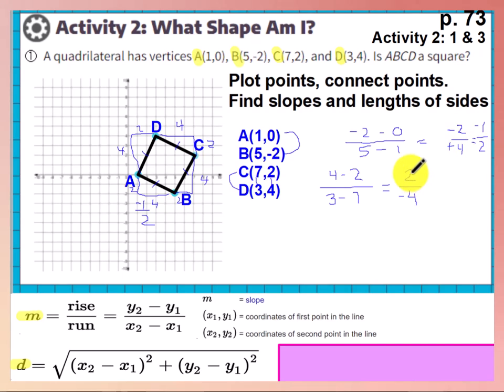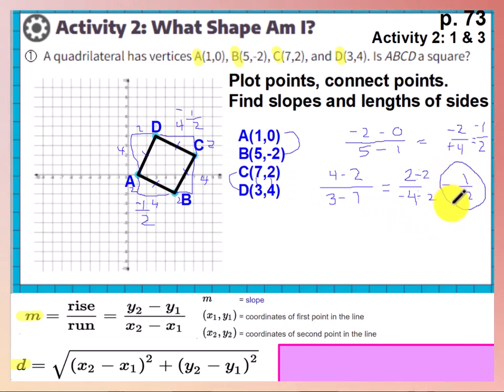Just think about it. When you're dividing and you have one negative, or multiplying and you have one negative, opposite signs give you a negative. We're going to divide 2 and 4, because they're both even, by the number 2. And we get -1/2. So those are indeed parallel. They're the same. Now the trick is to prove that the consecutive sides, AB and BC, are perpendicular.